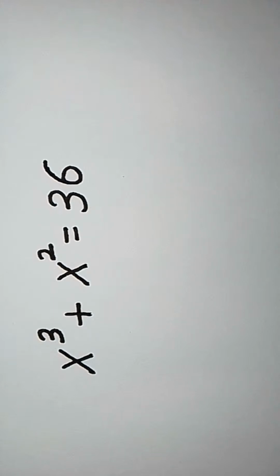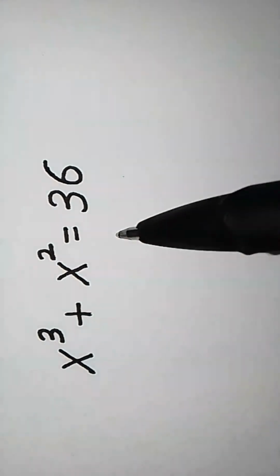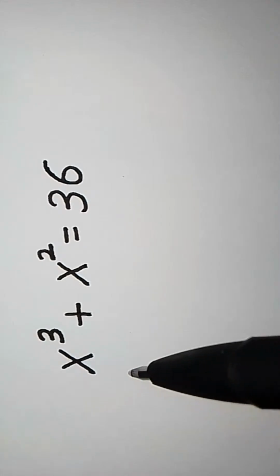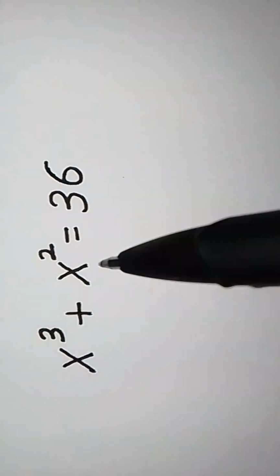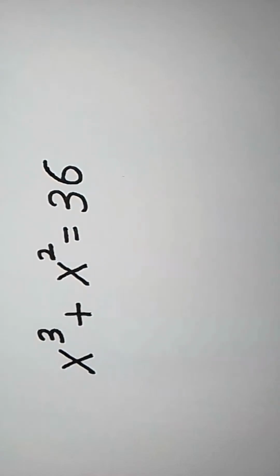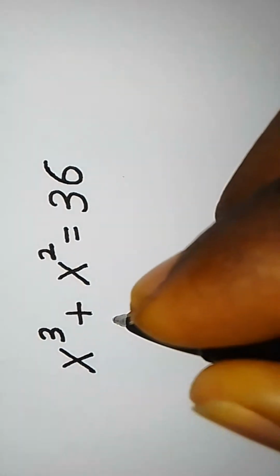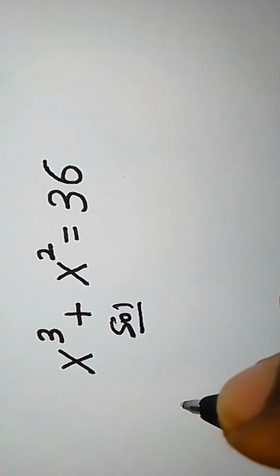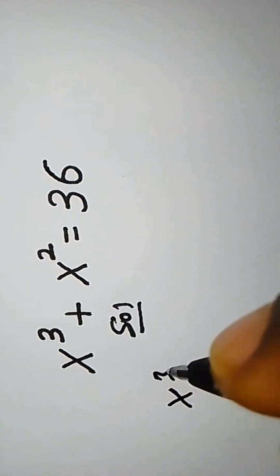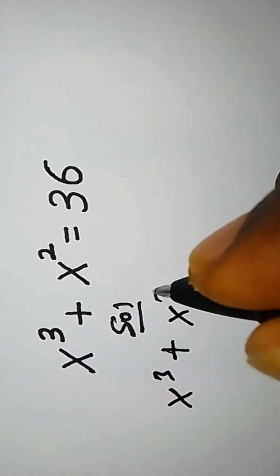In this live session, we are going to solve a nice algebraic equation, x to the power of 3 plus x squared equal to 36. How do we solve for x? Solution. We have x to the power of 3 plus x squared.